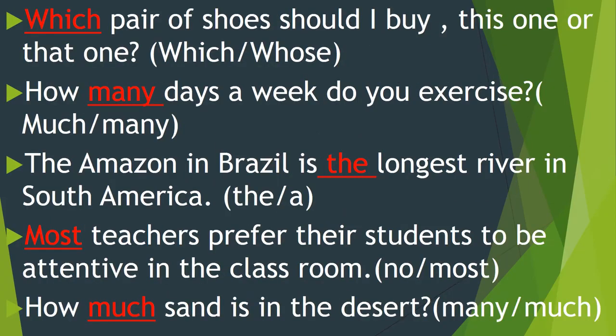Next is, which pair of shoes should I buy? This one or that one? In option we have two words, which and whose. This sentence is of interrogative determiners. So here we are using which, means we have to choose this one or that one. So we are going to use here which.